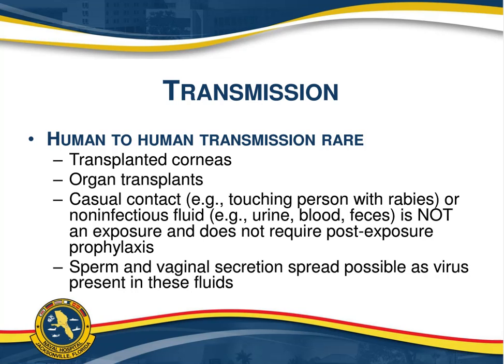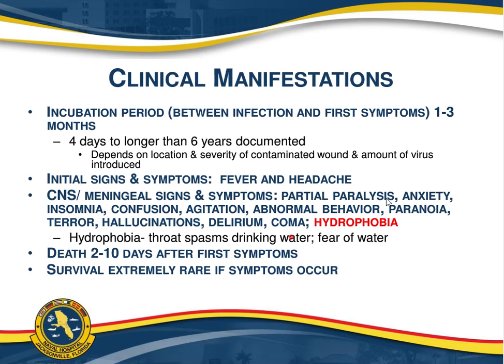Human-to-human transmission is very rare. There are some cases from transplanted corneas or organ transplants. Casual contact is not considered an exposure, and I'll talk more about that in the treatment part, and what you or the ER doctor has to look for. Spread through sperm or vaginal secretions is possible, but very rare.